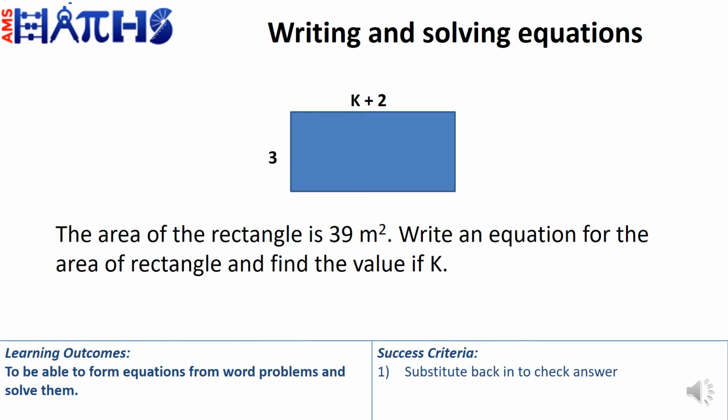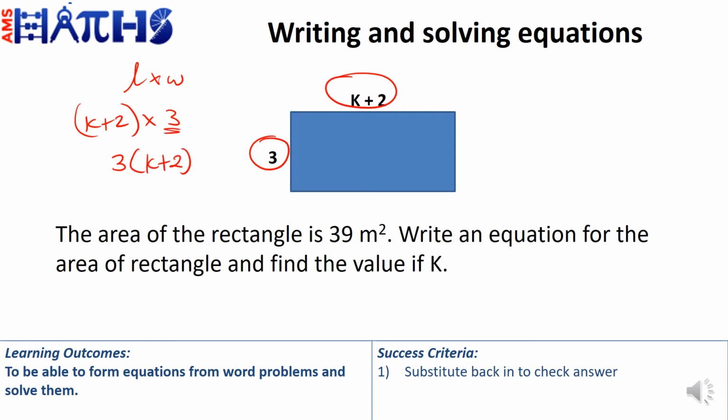Another rectangle problem. So it says the area of a rectangle is 39 meters squared. It says write an equation for the area of the rectangle and find the value of k. Now we know that a rectangle's area is found by length multiplied by width. Our length is k plus 2, so we put k plus 2 multiplied by the width, which is 3. However, because the entire k plus 2 is the length, that needs to be placed in brackets. So when we work that out, we get 3 bracket k plus 2 because this 3 always goes in front as the general rule.